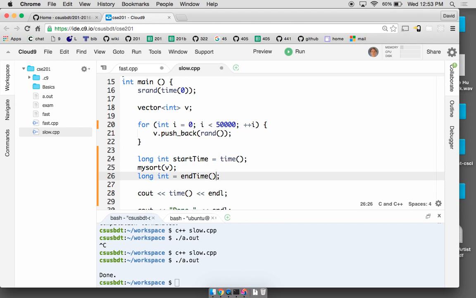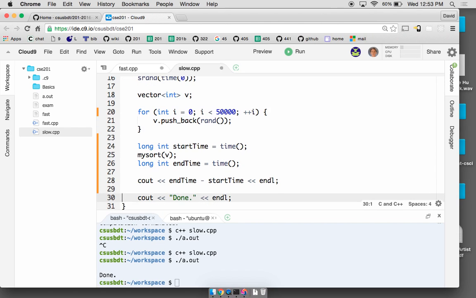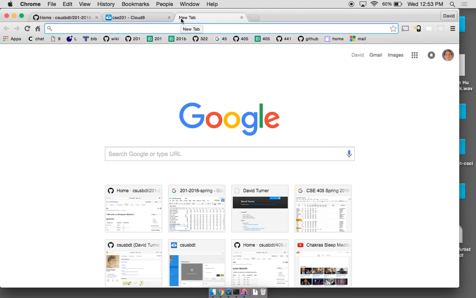Okay, we can look at that. And then we record the end time. And then we just calculate the difference. It's the end time minus the start time. I'm going to print that out. But I don't know what that produces.